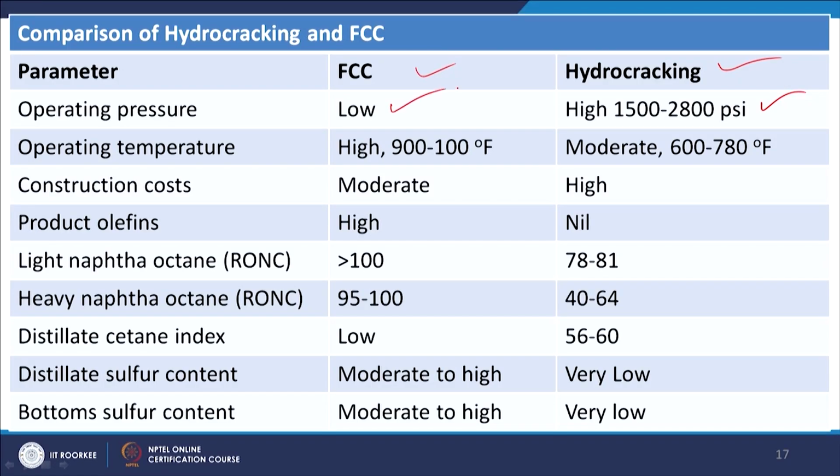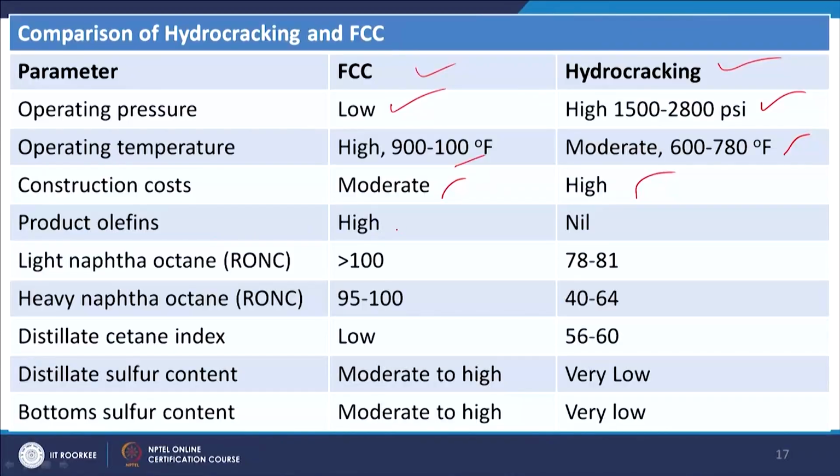Operating temperature here is high, but in this case temperature is relatively less because hydrogen is present there. So, construction cost is moderate for FCC, while hydrocracker is high because it requires high pressures. So, cost is also higher. Products, olefins is high here, here it is nil. So, olefin will not be available because we are providing hydrogen.